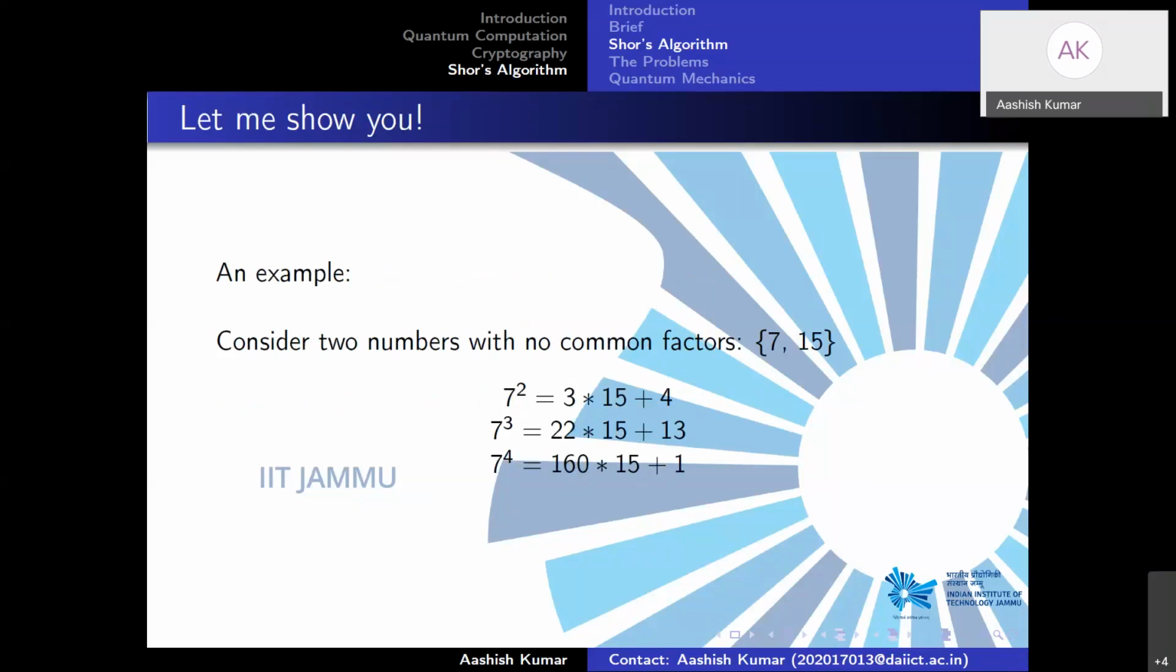Let's consider this example. We're considering two numbers with no common factors, 7 and 15. I'm taking 7 and raising it to powers to check whether at some power p and some integer m, it comes out equal. You can see that 7 raised to the power 4 gives me a GCD of 1.